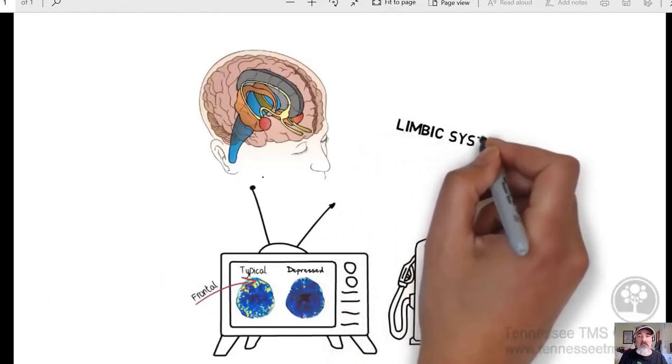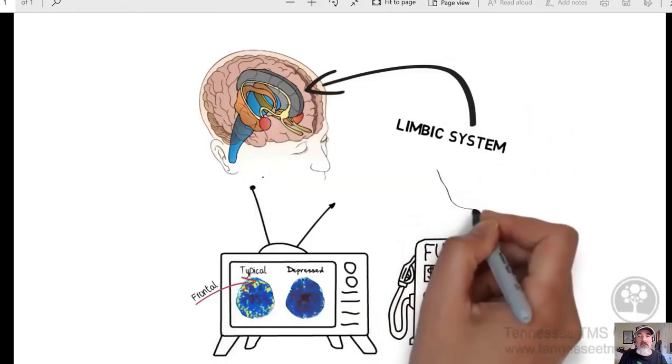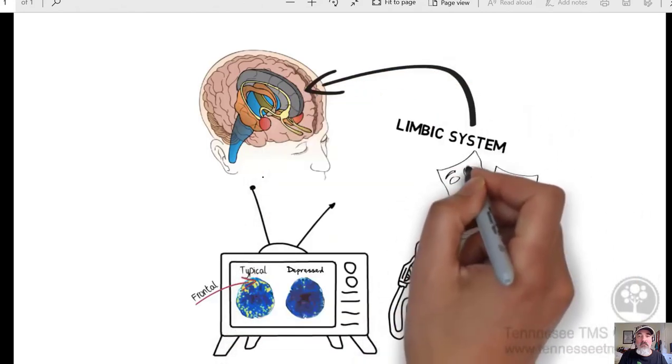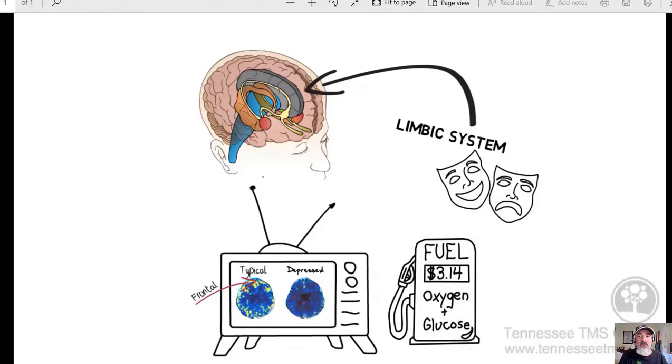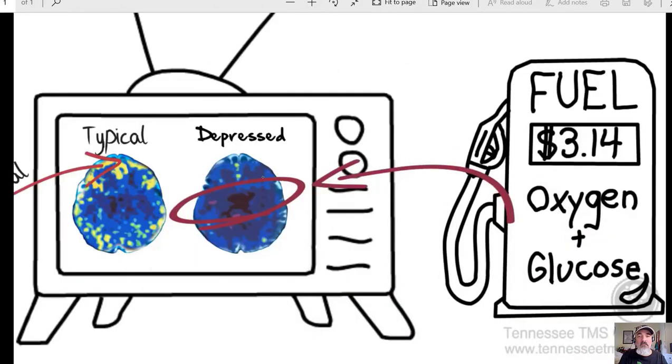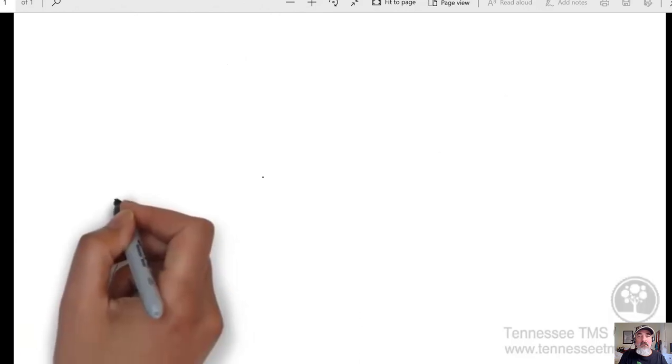The limbic system is the emotional center of our brain. In the individual with depression, you could say that the limbic system is way out of practice. This is demonstrated by the area being darker because it's not using the fuel, glucose, or oxygen. We'll come back to this. Now let's look at how treatment works.